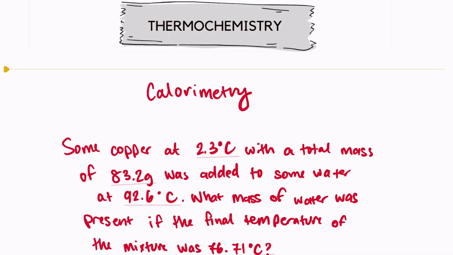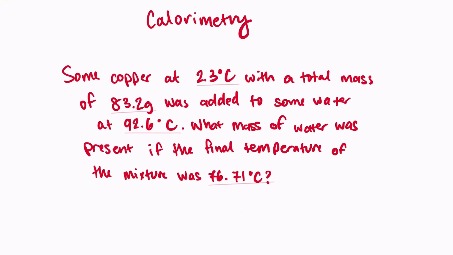Hi, welcome back. In this video, we're going to look at calorimetry and how to solve a calorimetry problem. Calorimetry is a way that we can indirectly measure heat change. What happens is we add two substances together and we measure the change in heat that occurs when those two substances are added together. With our two substances, we can solve for Q of each substance. Remember, Q is equal to mc delta T.